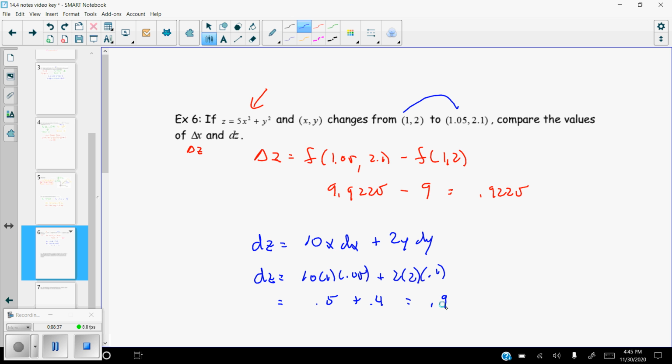It's a pretty close approximation. It's certainly not exact, and we could do much better, but that's not that bad of an approximation.